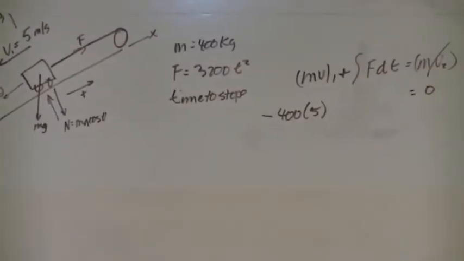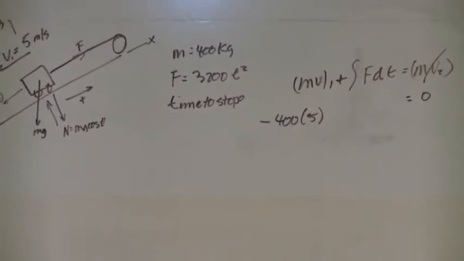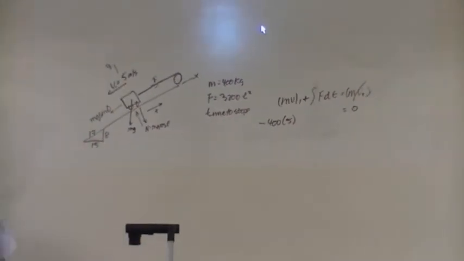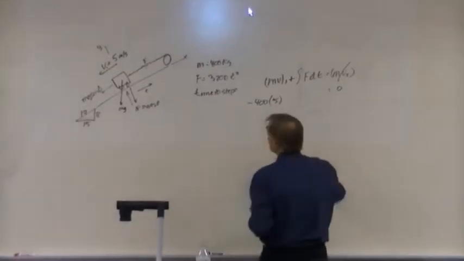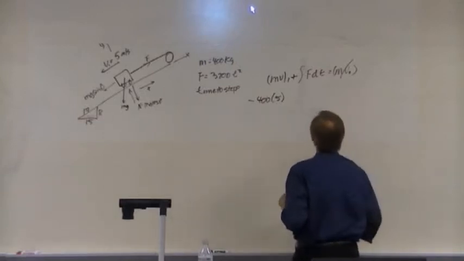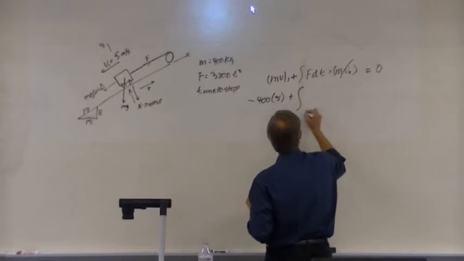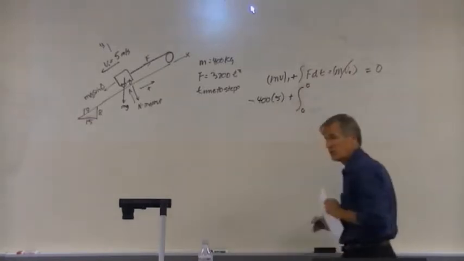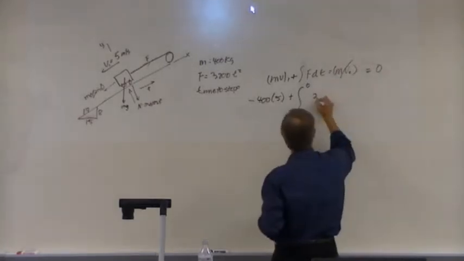All right, how about my energy? Or not my energy, my impulses. I have in the negative direction an mg sine theta, and in the positive direction, I have that force going up the hill. So I'm going to add both of the forces together under the integral. And I'm going to go plus the integral from 0 to t, because I don't know what time it's going to take. I'm going to say that is 3200 t squared.